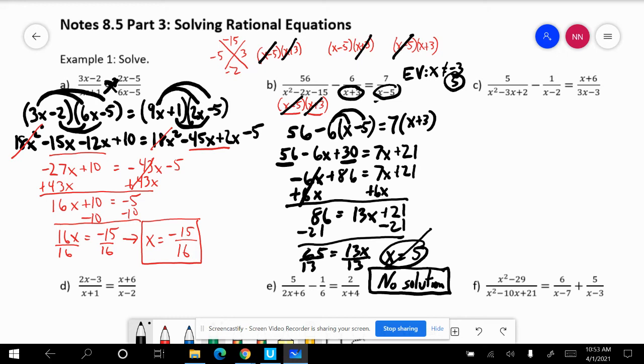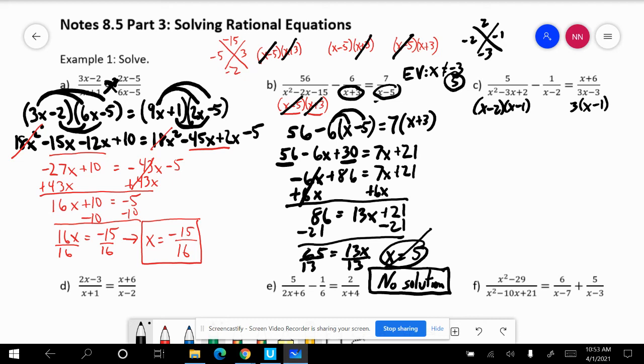Let's look at letter C. We're going to do the same thing. We're going to factor. We're looking for two numbers that multiply together, give us 2, add up to -3. That would be -2 and -1. If we look over here, they both have a 3 in common, and that would be an x minus 1.